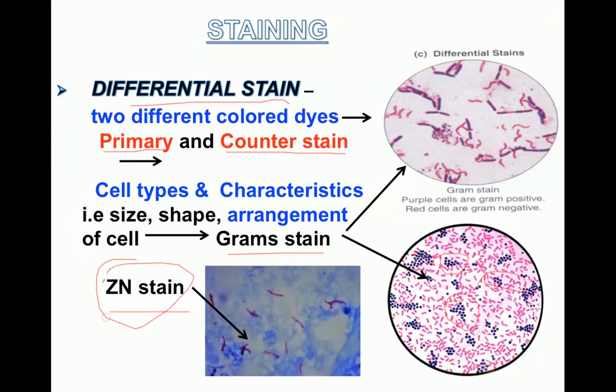ZN stain is used for Mycobacterium tuberculosis or acid-fast bacilli. So the acid-fast bacilli with ZN staining will pick up the red stain. They become red in color, and the rest of the background of the slide remains blue in color, which is because of the methylene blue or the counter stain which we are going to use. So this is differential stain, where we are using two different stains. One is called the primary, and the second is the counter stain.